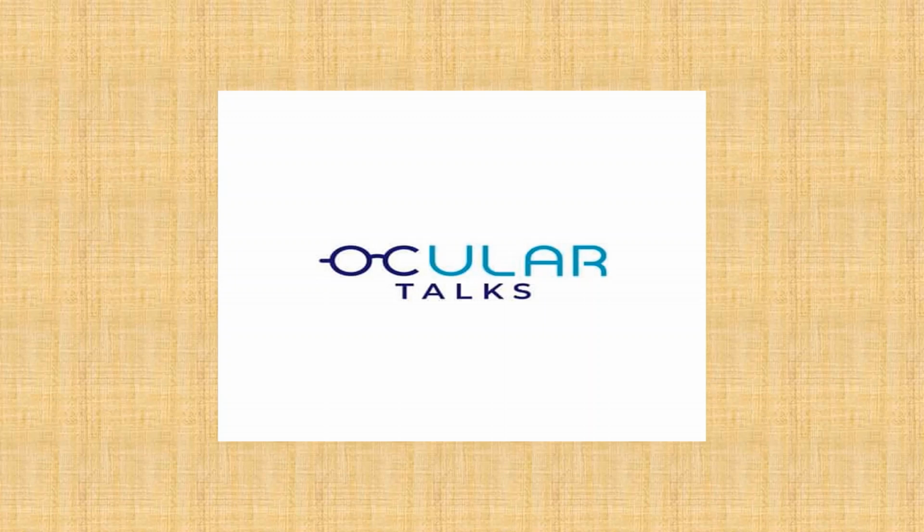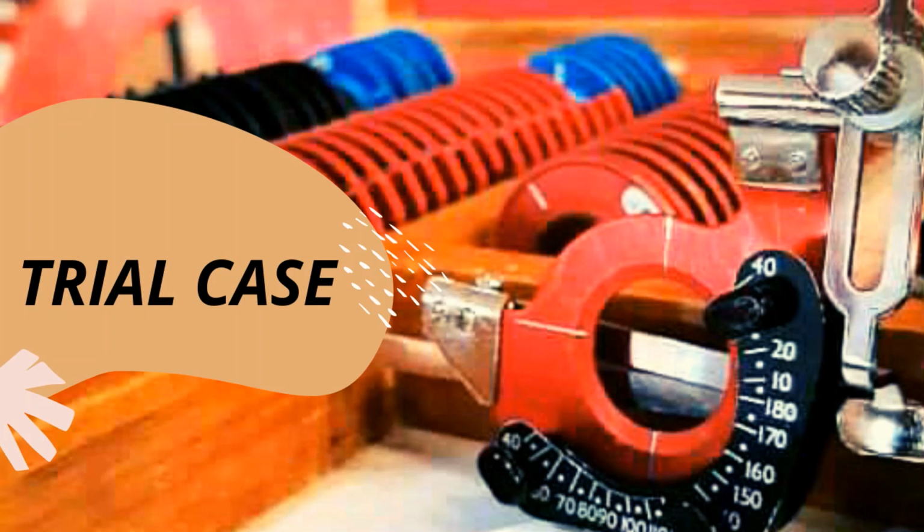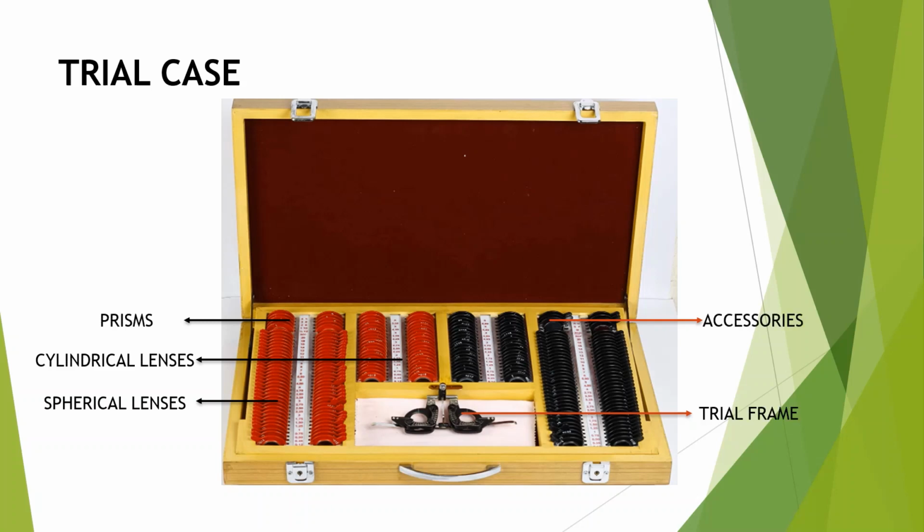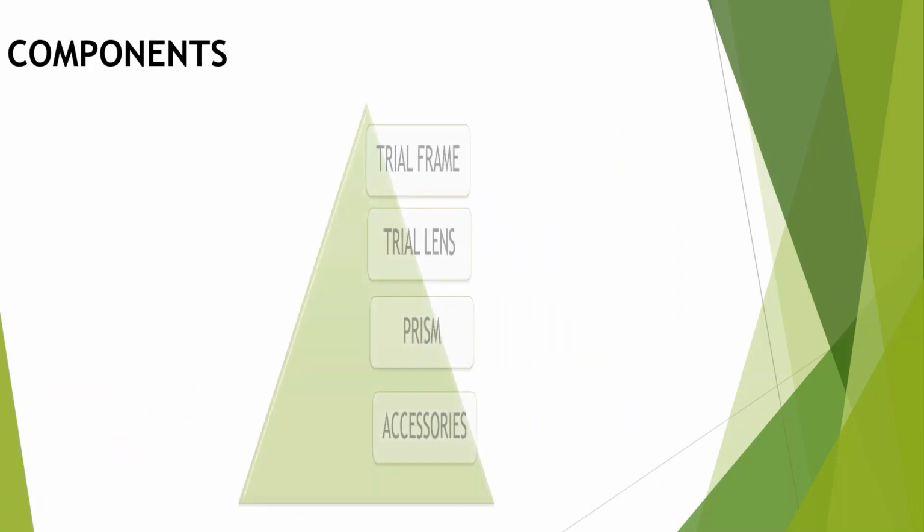Today we are going to discuss the trial case. It is also known as trial set or trial box. It contains the set of lenses of non-power, trial frame and other testing devices used by optometrists and ophthalmologists to determine a patient's need for refractive correction in the form of glasses or contact lens.